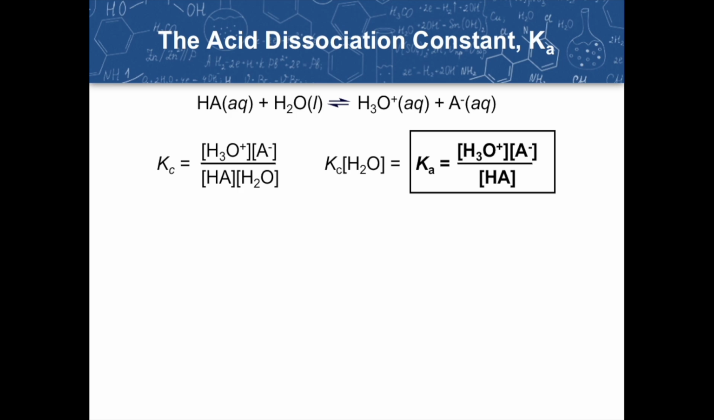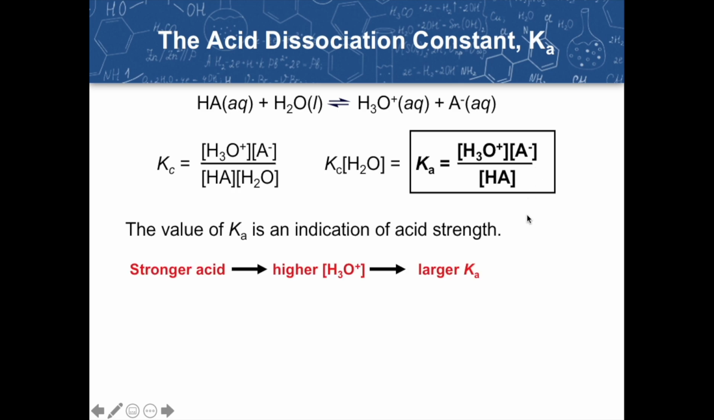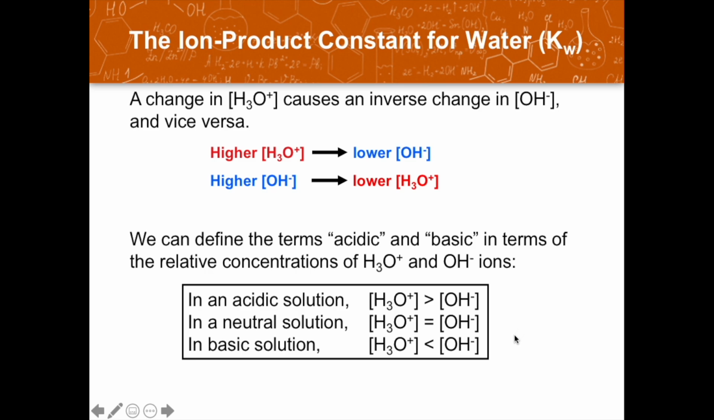Thus, the stronger the acid, the higher the hydronium ion concentration is at equilibrium and the larger the value of K sub A. We discussed last time that K sub A is equal to the concentration of the products over the concentration of the reactants. Always remember that the value of K sub A is an indication of acid strength. Again, the stronger the acid, the higher the hydronium ion concentration, the larger the K sub A. While the weaker the acid, there is a lower percent dissociation of HA, and also a smaller K sub A.